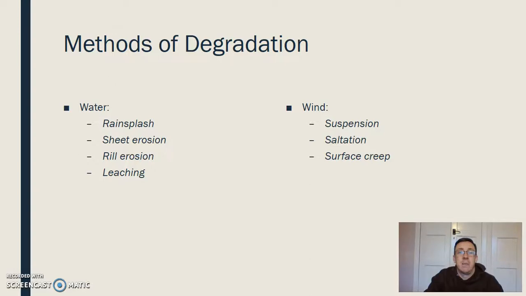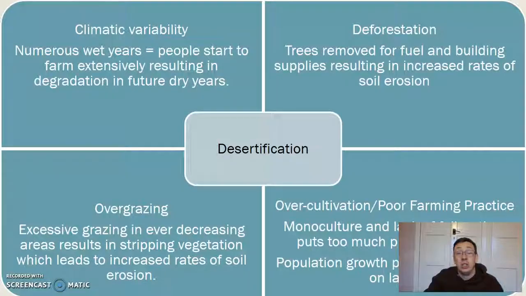So all of these things are happening to help degrade the soil, and this is going to lead to desertification. That's the main worry here. Now, when we're talking about desertification, what are other things that can add to desertification happening? We can have climatic variability. So if we've got lots and lots of wet years, people then go, great, this is fantastic for farming, and they then try to farm extensively. Because of how extensively they work the land, when it then becomes dry again, the land is very, very prone to being degraded.